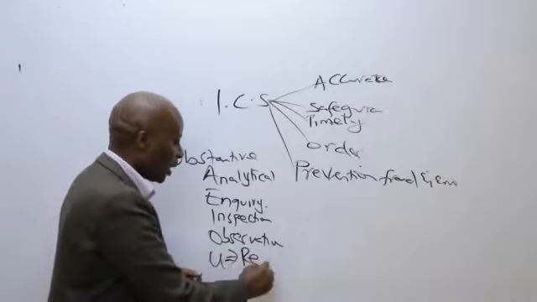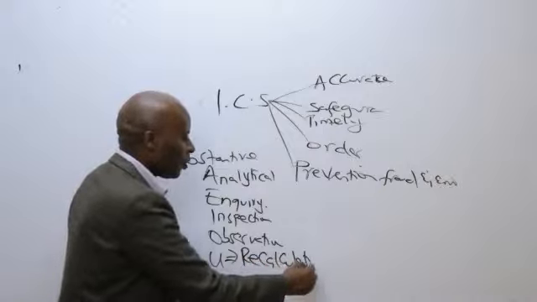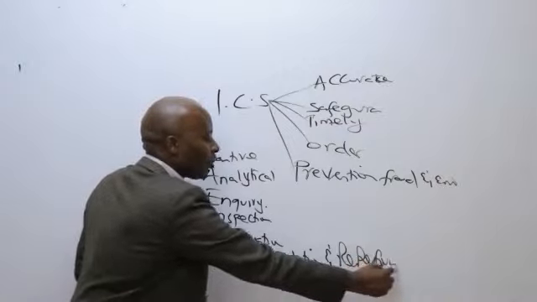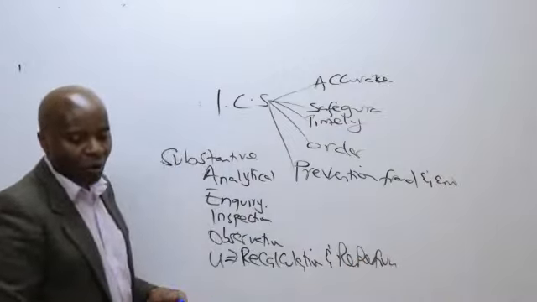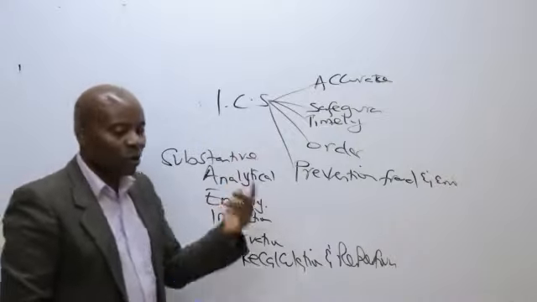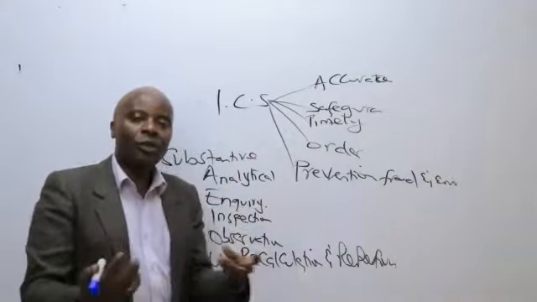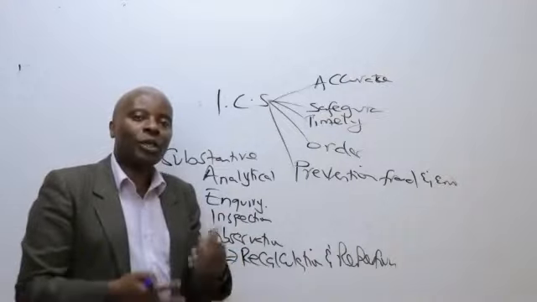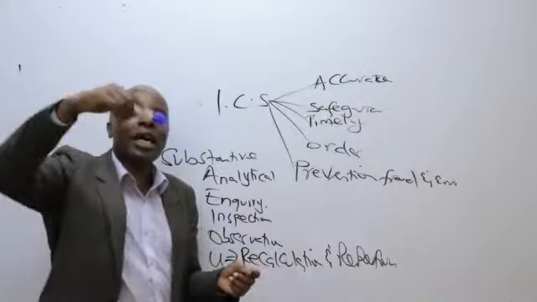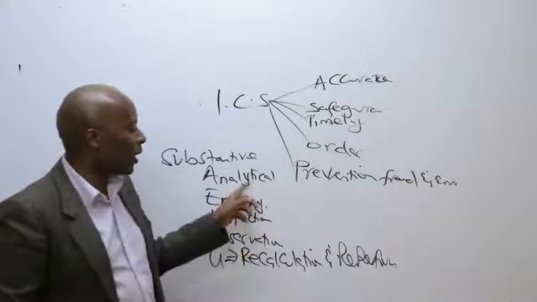So we have this U. This U stands for recalculation, and performance. Listen to me very well. Once I realize that your internal control systems are weak, what I will do is a lot of work. I'll ask you to give me your 5 years financial statements, and then I'll analyze and calculate ratios. That's what we call analytical procedures.